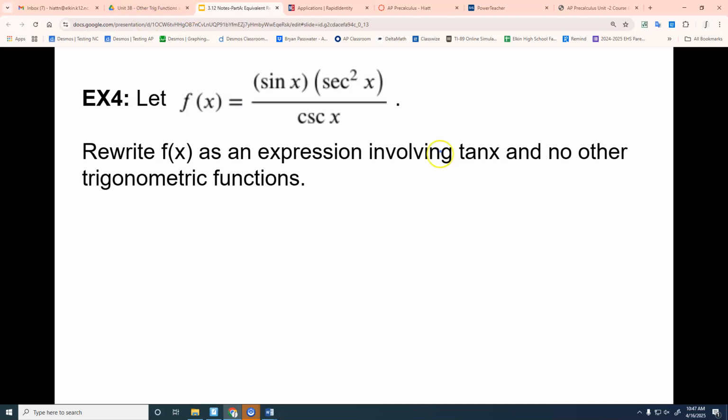All right, we got another rewriting problem. This one asks us to rewrite, and we can only have tangent, no other trig expressions, and we're starting off with a mess. We got a lot of stuff on this one. It looks kind of bad. So what do you guys think?